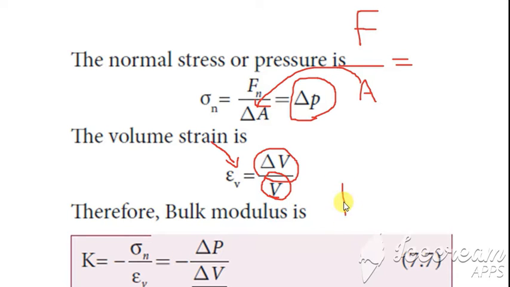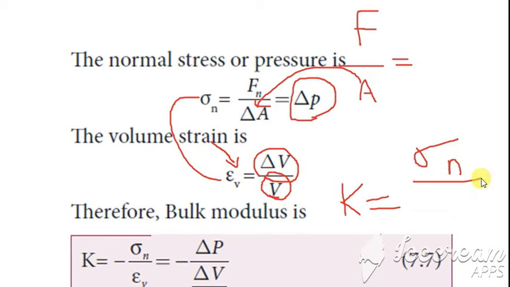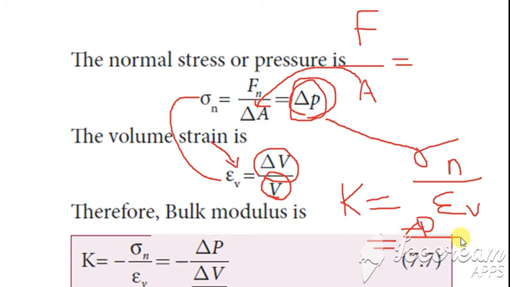Okay, and the bulk modulus is equal to what? This divided by this. So we write it as sigma n divided by epsilon v. So what is the value of sigma n? It is del p. And epsilon v is del v divided by v, is it not?